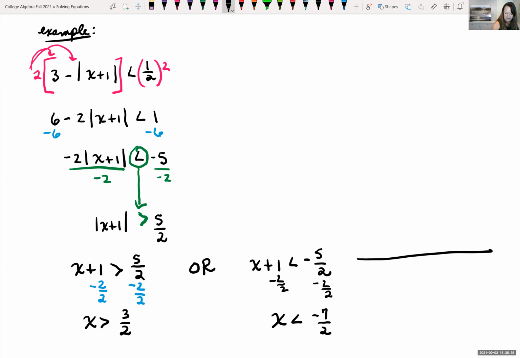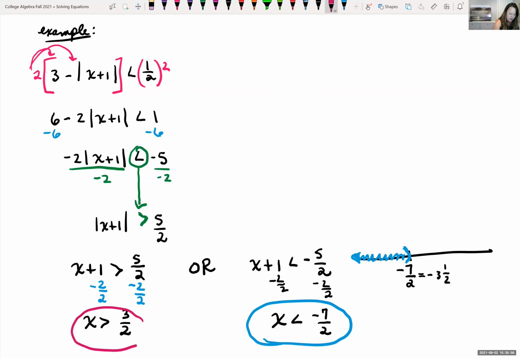So our solution is everything that's less than -7/2, which is the same thing as -3 1/2. So everything to the left of that, and not including it because it's just less than. And then everything that's greater than 3/2, same thing as 1 1/2. And it's everything greater than that, so everything to the right of that, not including the end value, so parentheses.